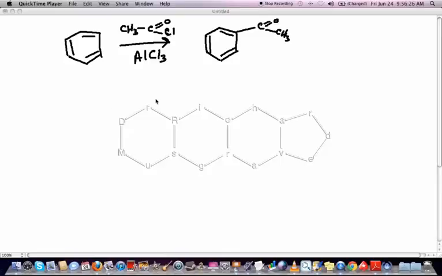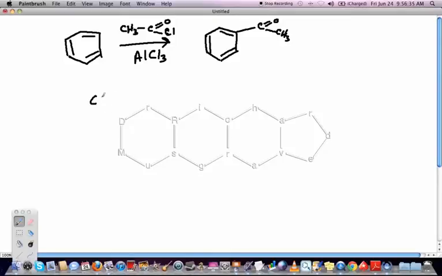Right, let's take a look at another example of a Friedel-Crafts reaction. This is called an acylation, where this group here, or I should say any group with the C=O, is called an acyl group, A-C-Y-L. So this is called an acylation. And what we're going to be looking at is just how this reacts, and it's pretty similar to the ones we've already looked at, the other Friedel-Crafts reactions.